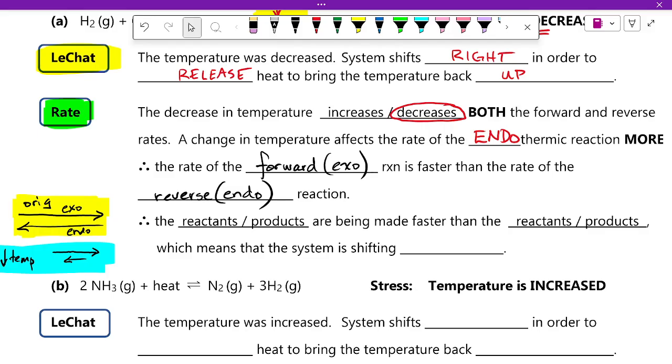So reactants and products are being made faster than, who's being made faster? Hold on. Who's being made faster, reactants or products? Products. And I would draw the R and the P there. Products are being made faster than the reactants. Therefore, the system is shifting right.